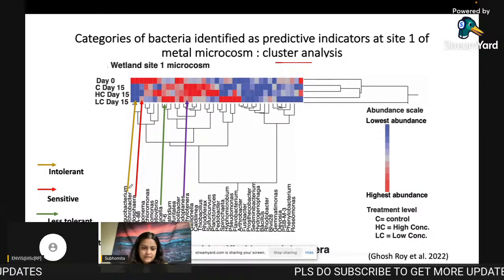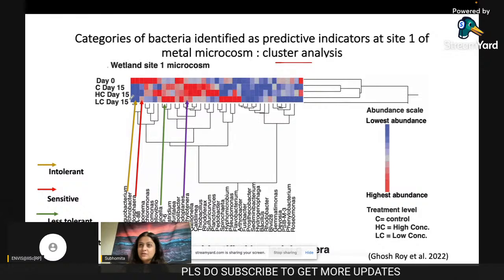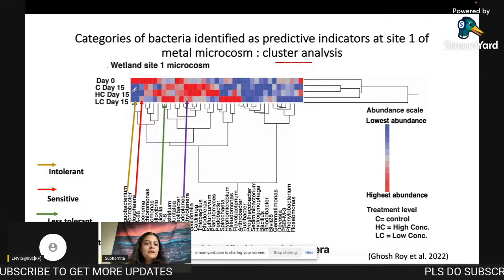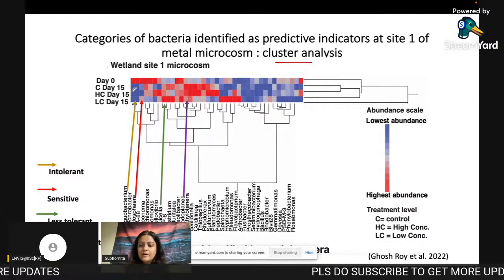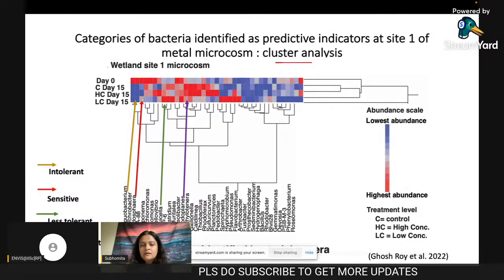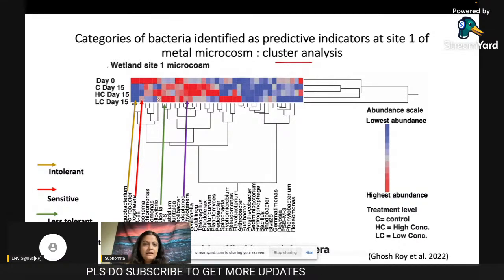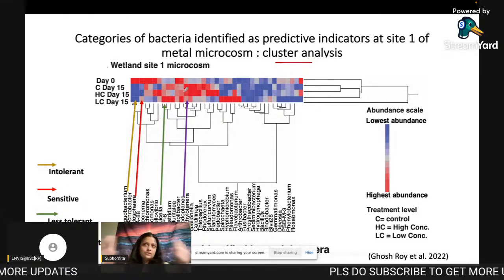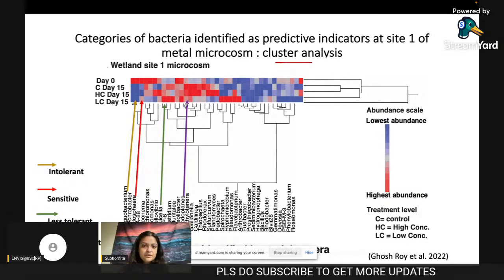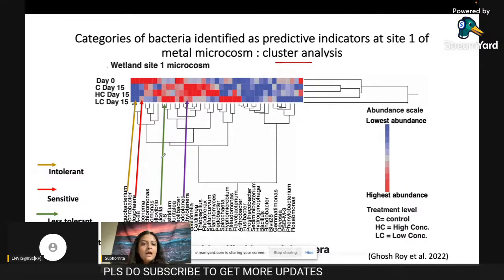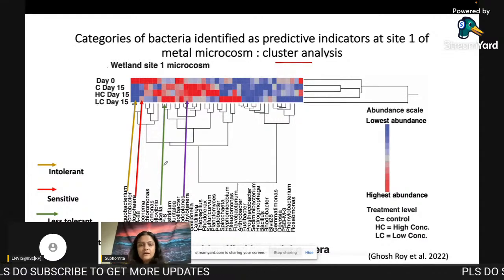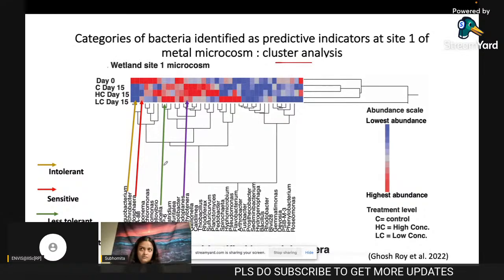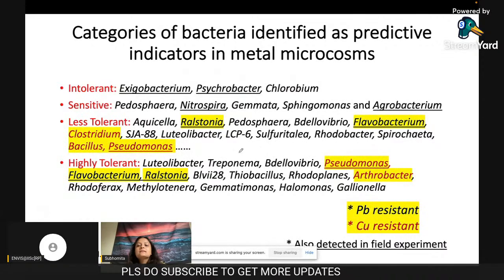For example, bacteria like Exiguobacterium or Psychrobacter were intolerant because they were present initially, then more or less disappeared from the system. Then some were sensitive because they were present and tried to come back a little bit, but not so much. And then the two tolerant categories: highly tolerant means totally red, present all over the experiment. These species are all highly tolerant, but some were a little bit less tolerant, so they were less red. We were able to do this for all the wetland sites.